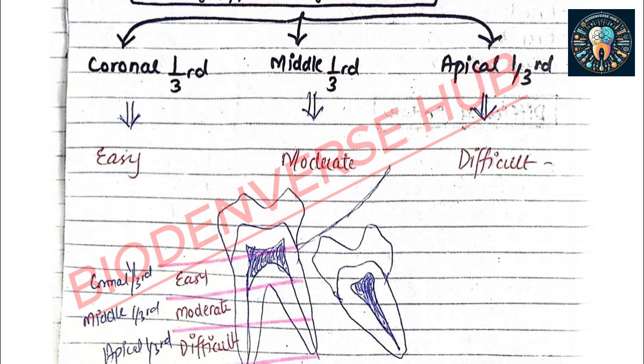We can see in the diagram as well that at the coronal 1/3, if your point of application of the elevator is here, then your impaction is easy. And if it is at the middle 1/3, then it is moderately difficult. And if at the apical 1/3, then it is the most difficult of all. For that, the impaction removal will be difficult if your point of application of the elevator is at the apical 1/3. So this was about all the methods and rationale behind the difficulty assessment level.